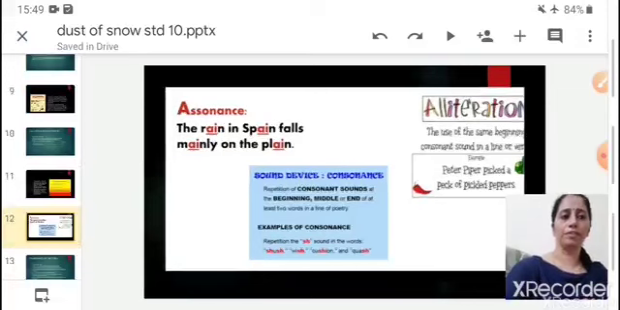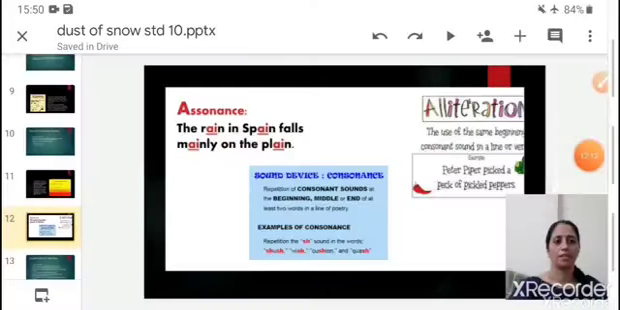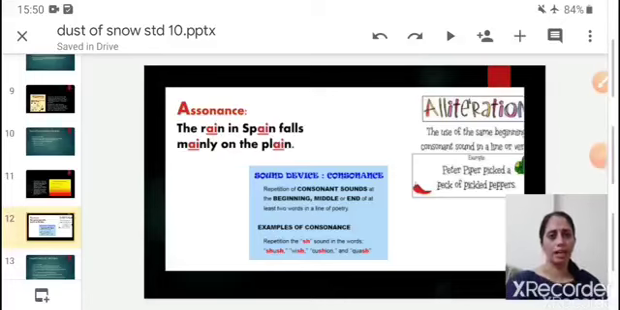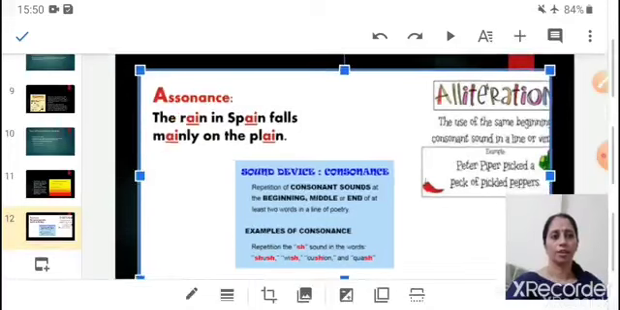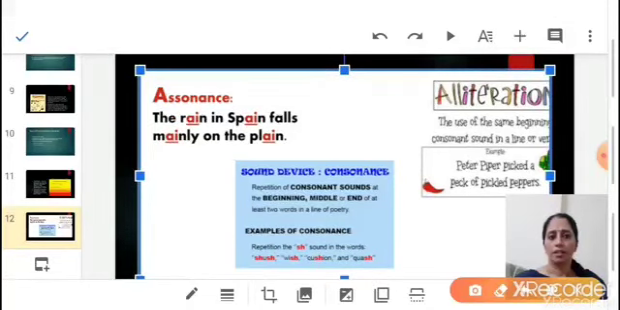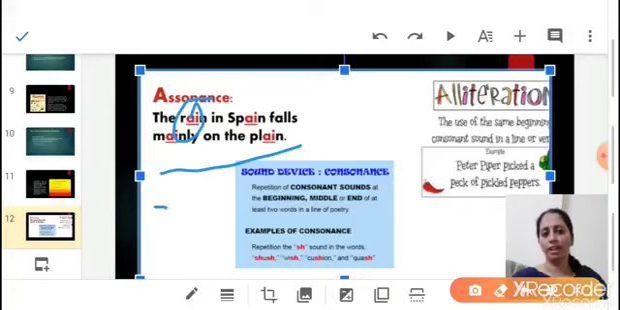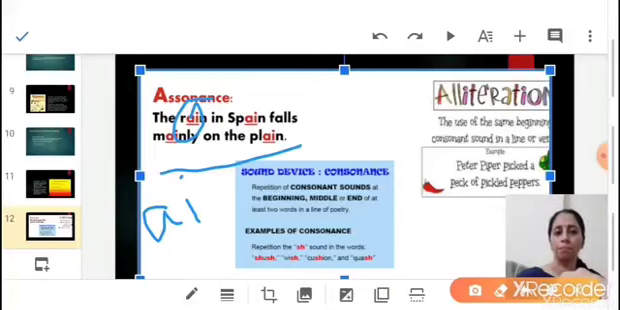Let me just give you the difference between assonance, consonance and alliteration. Please don't confuse yourselves. Let us see what an assonance is. The rain in Spain falls mainly on the plain. So, the sound of the vowel A and I, can you see? It's highlighted over here in all the words. So, the sound of A and I is getting repeated. So, that makes it an assonance.